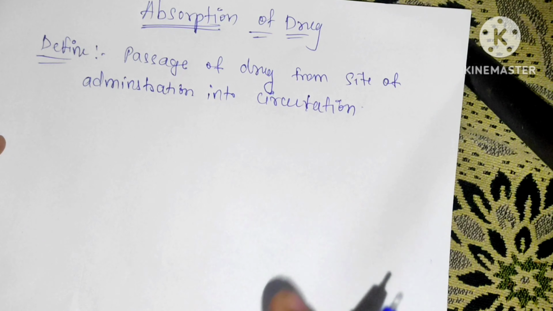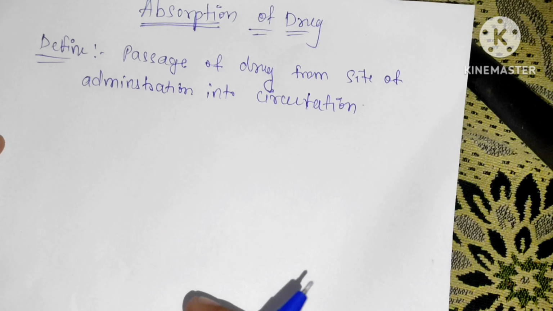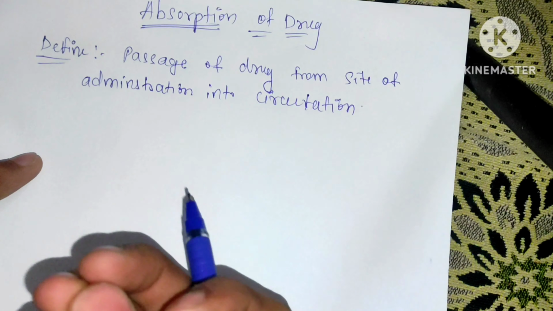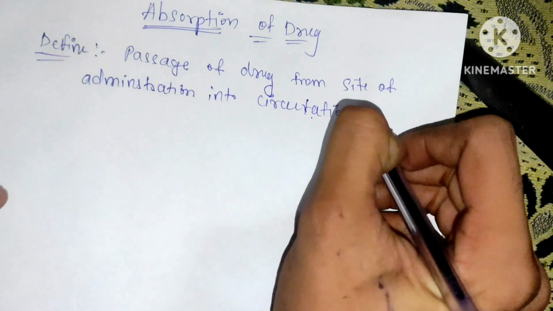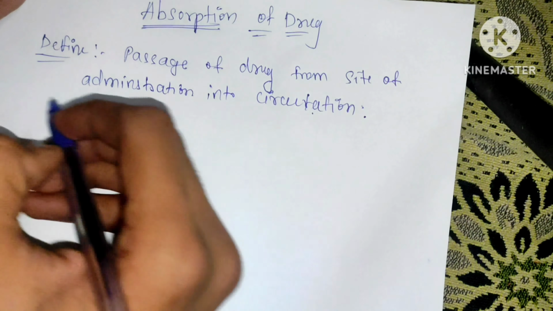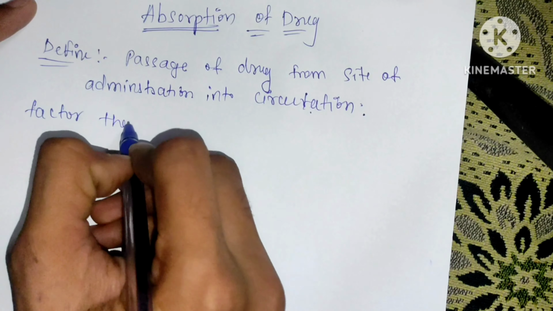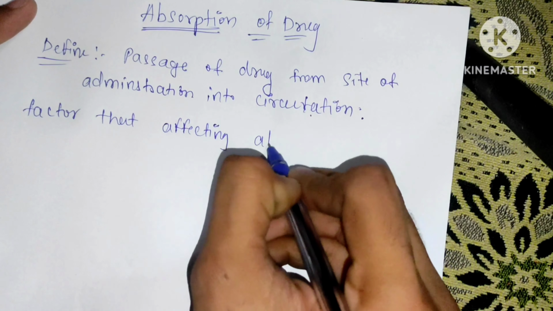So what is absorption? Whenever we take a drug, how it is absorbed is called the absorption of the drug. So the definition is: passage of the drug from the site of administration and entering into the circulation. Then what are the factors that affect absorption?